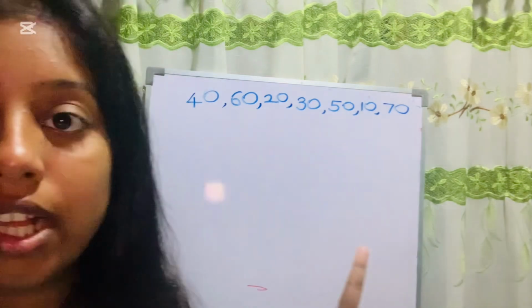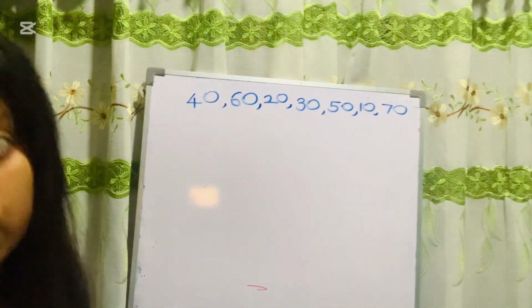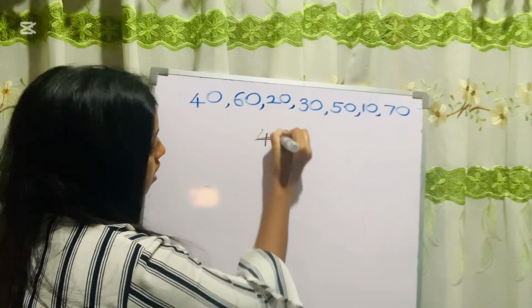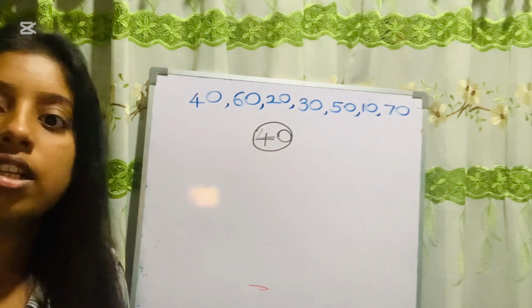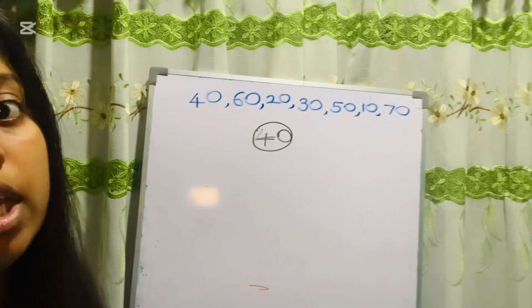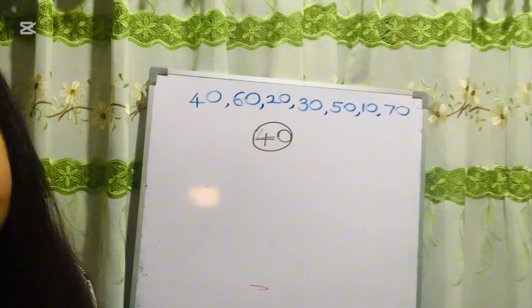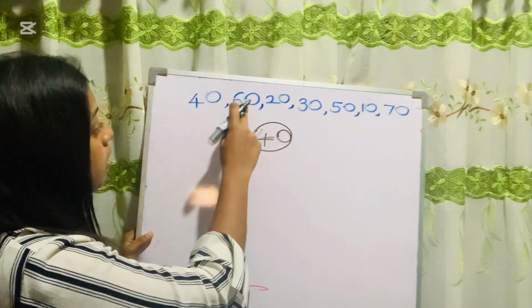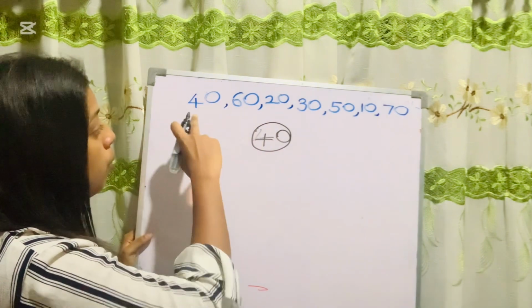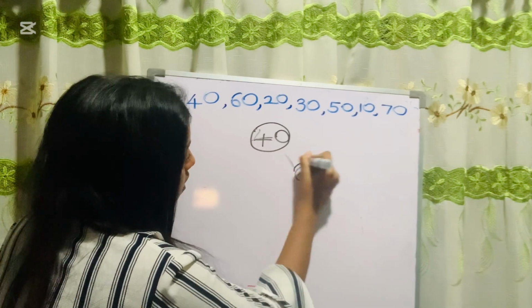First, we insert these numbers into a binary search tree. Now I will explain how to build a binary search tree from these numbers. Firstly, the first element we take as the root node. Number 40 is the root node. Then we compare the second element with the first element. If the second element is greater than the first element, we move it to the right side. And if the second element is less than the first element, we move it to the left side. Then number 60 is greater than number 40, so 60 moves to the right side.